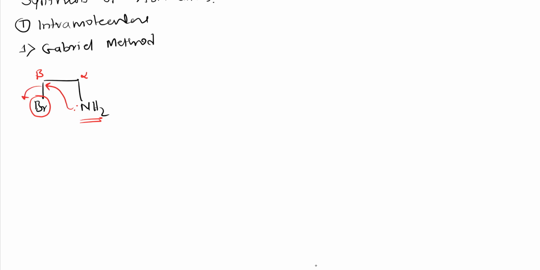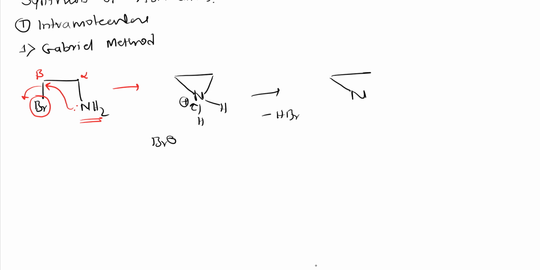So I'll get this compound. See here, nitrogen with one H, as it donated a lone pair, it gets a positive charge, and Br minus is there. Further, the nitrogen takes the lone pair from that bond, and H plus and Br minus will form HBr. So minus HBr and we'll get this aziridine. So this is how we easily synthesize it.